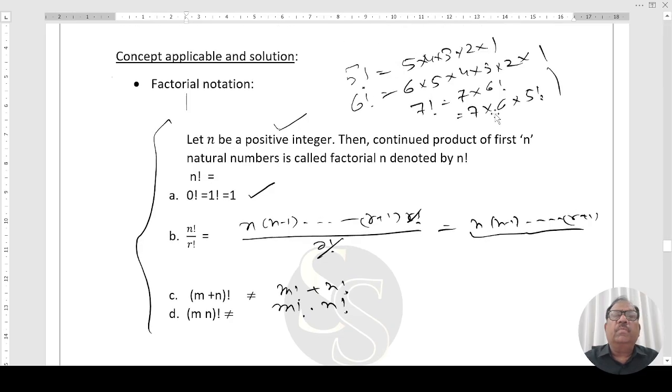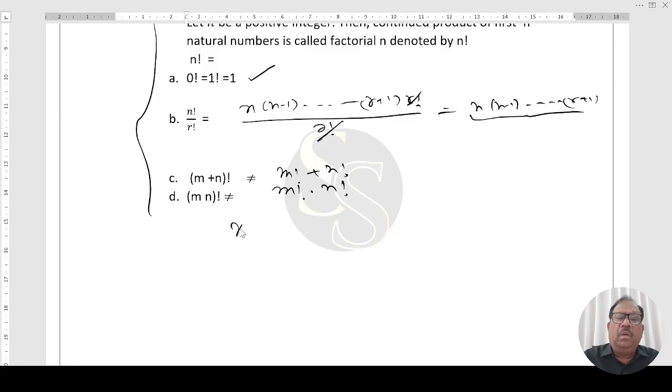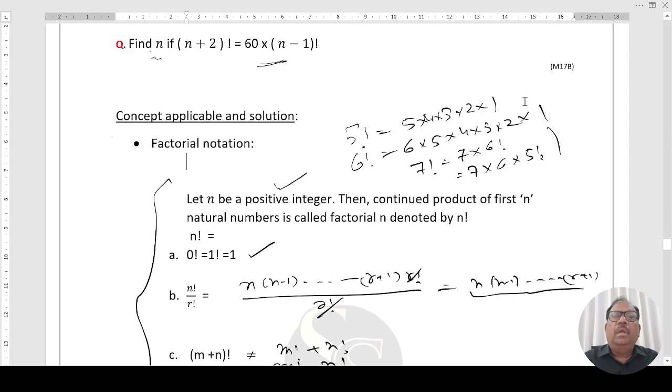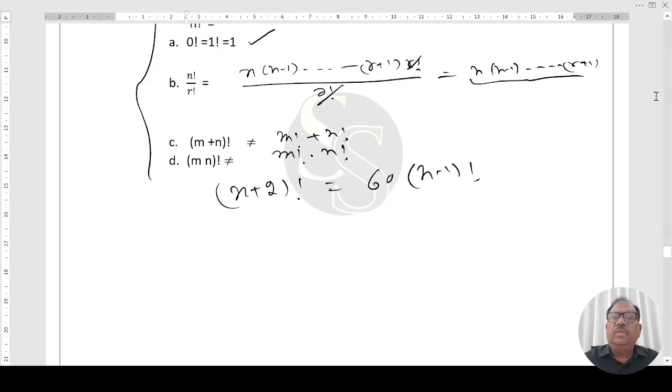Now let's start the question. Question is n plus 2 factorial equals 60 into n minus 1 factorial. n minus 1 factorial means this is the lower factorial.